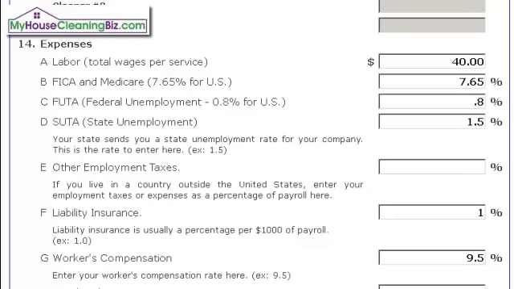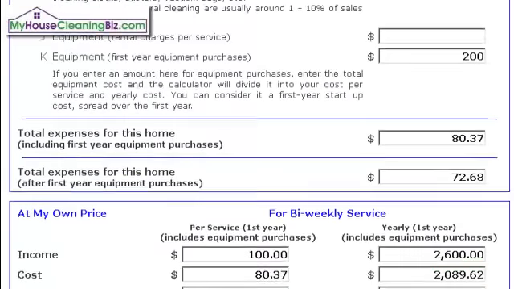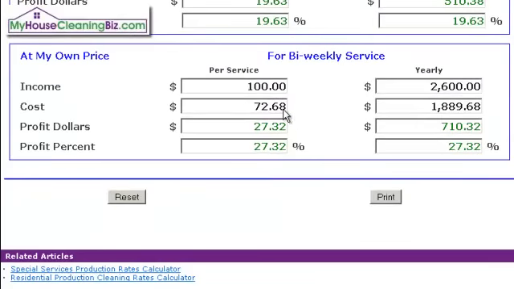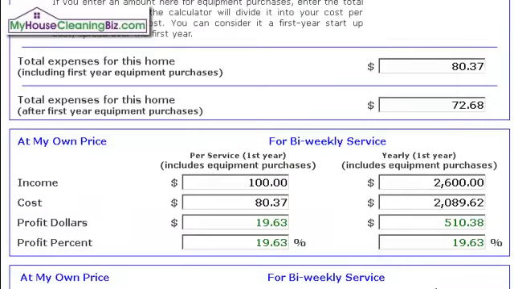So now our numbers down here are already filled in, but they've changed a little bit. We've got $40 is going to the employees. And if we skip down to the end, you'll see that our percentage has changed a little bit. Our profit is $27.32 per service, which is the same as our profit percent, and then here's the yearly numbers. So you can play with this calculator and really drill it down to exactly what percentage you're going to make on this.